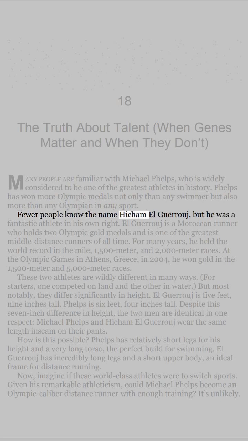Fewer people know the name Hicham El Guerrouj, but he was a fantastic athlete in his own right. El Guerrouj is a Moroccan runner who holds 2 Olympic gold medals and is one of the greatest middle-distance runners of all time. For many years, he held the world record in the mile, 1,500-meter, and 2,000-meter races. At the Olympic Games in Athens, Greece, in 2004, he won gold in the 1,500-meter and 5,000-meter races.